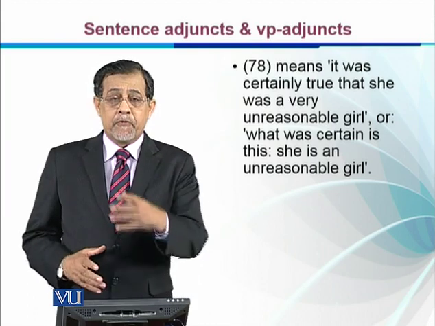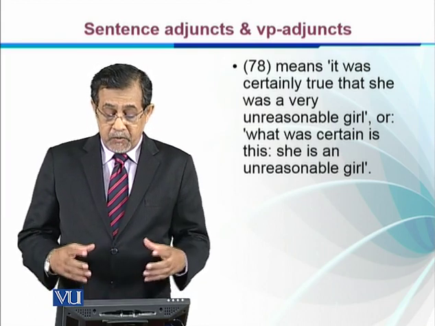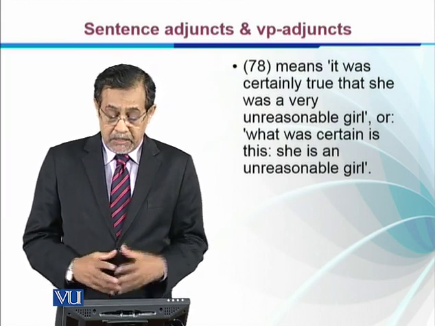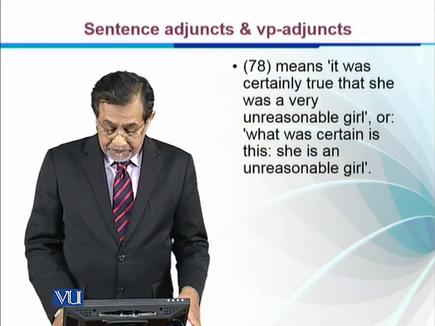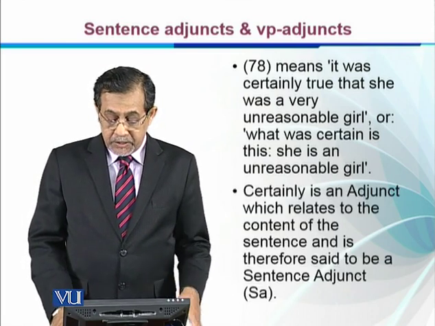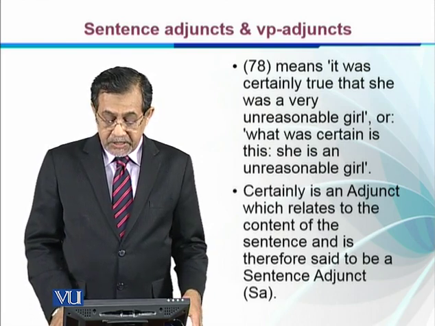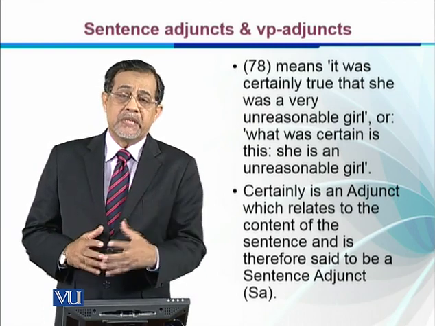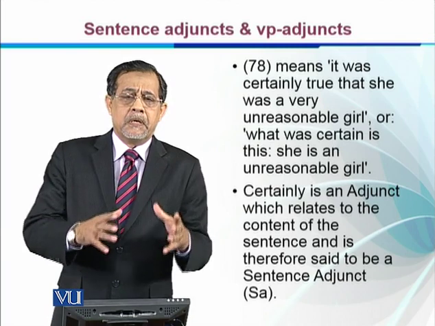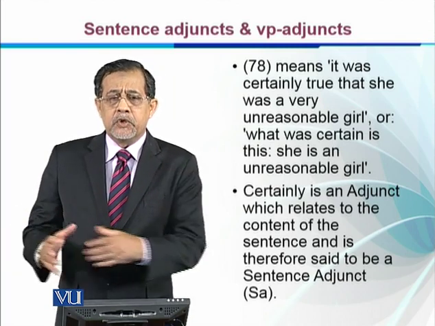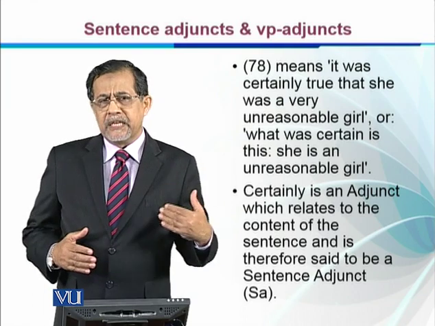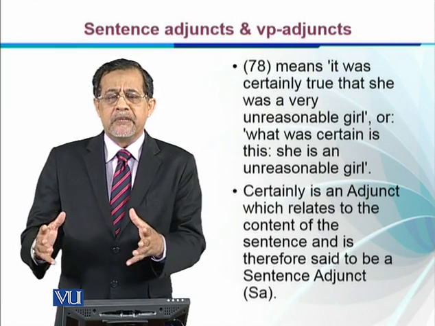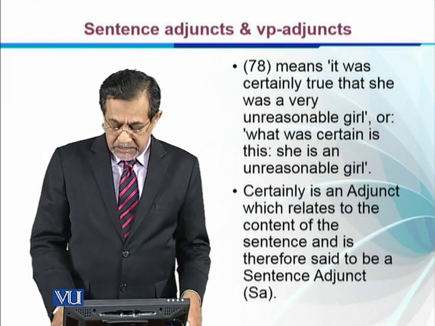So in this way, by focusing the sentence with certainly, we can know that certainly shows the attitude of the speaker towards the sentence. Certainly is an adjunct which relates to the content of the sentence and is therefore said to be a sentence adjunct. So the sentence adjunct modifies the whole sentence. For example, certainly the lion appeared. Certainly is an adjunct which modifies the whole sentence. It tells the speaker's attitude towards the rest of the sentence. We call it a sentence adjunct.